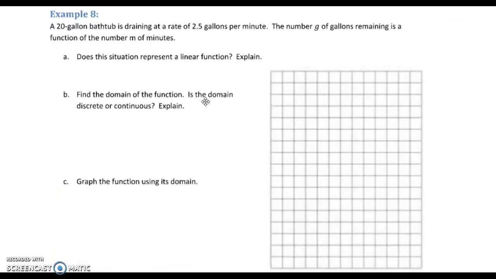So a 20-gallon bathtub is draining at a rate of 2.5 gallons per minute. The number G of gallons remaining is a function of the number M of minutes. So, okay, G is the number of gallons of water, I'm going to put H2O, in the tub.